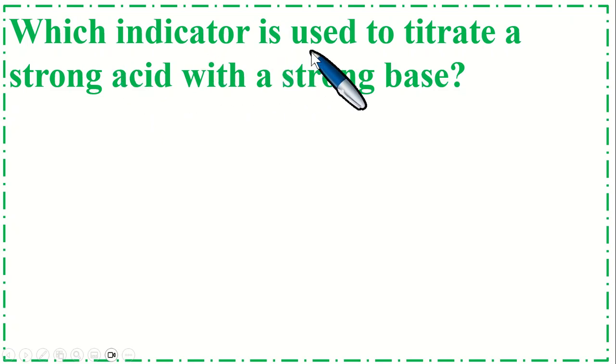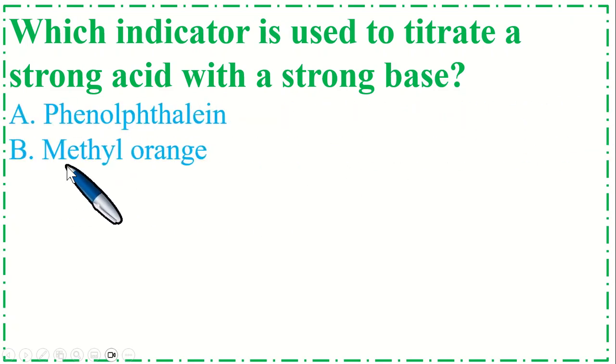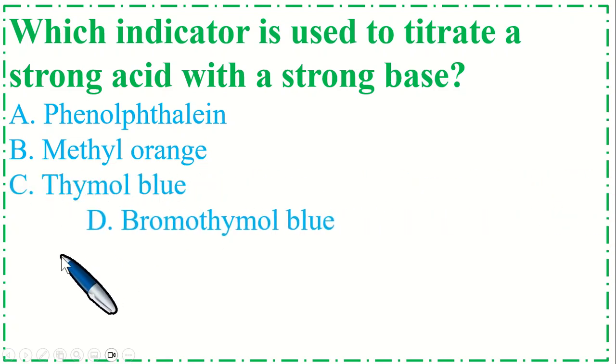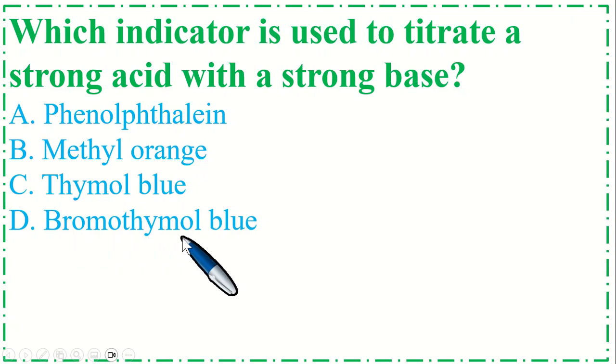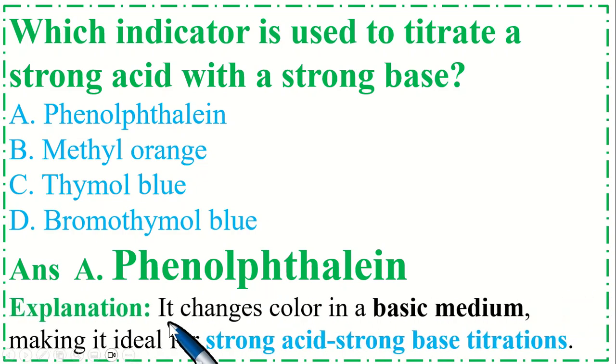Which indicator is used to titrate a strong acid with a strong base? Option A, phenolphthalein. Option B, methyl orange. Option C, thymol blue. And option D, bromothymol blue. So the correct option is A, phenolphthalein. Explanation is, it changes color in a basic medium, making it ideal for strong acid, strong base titrations.